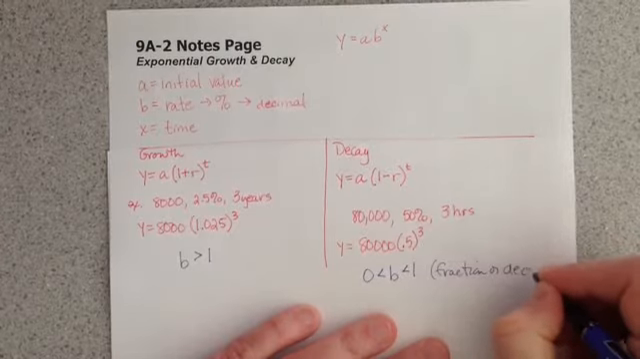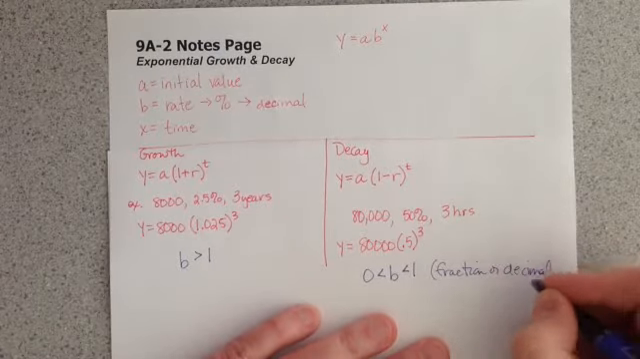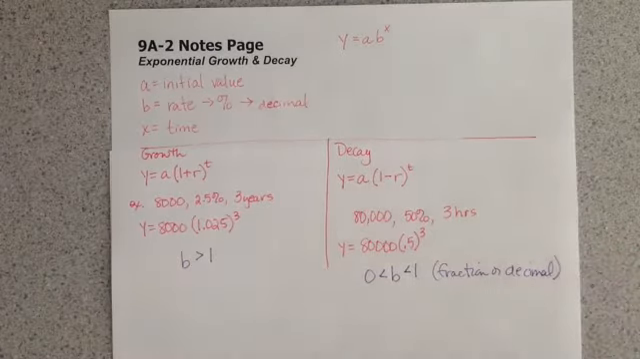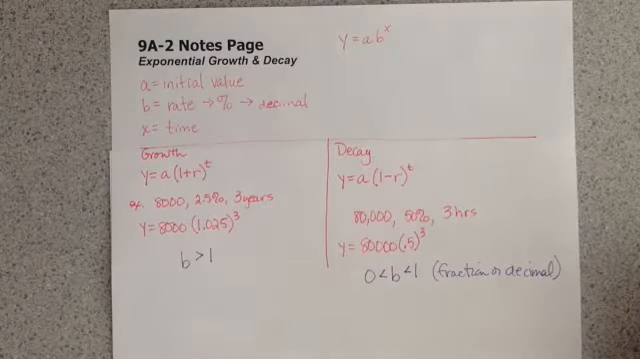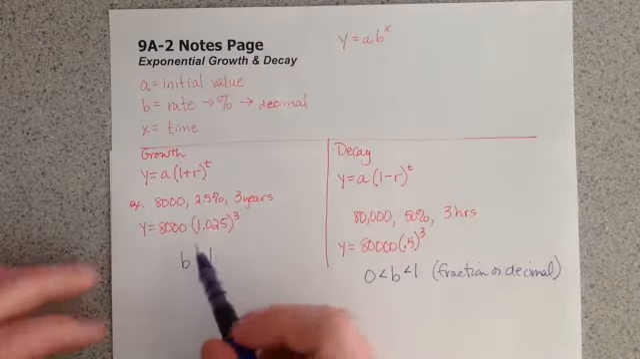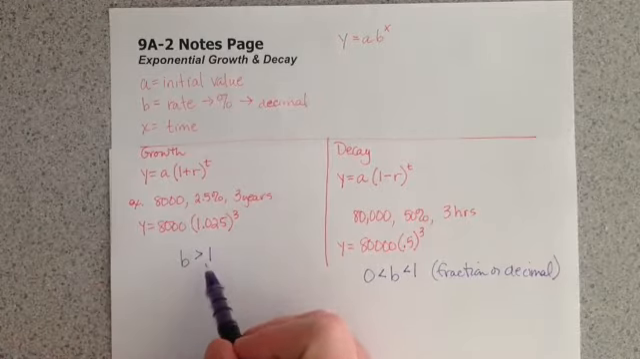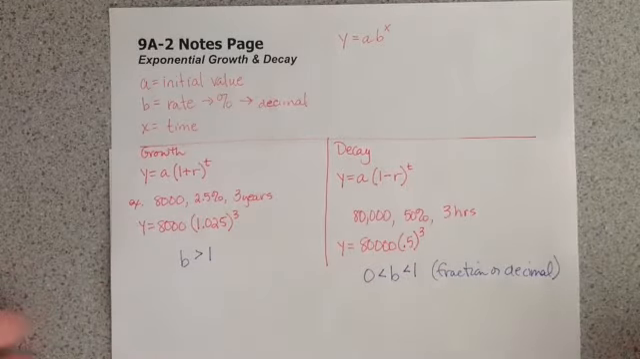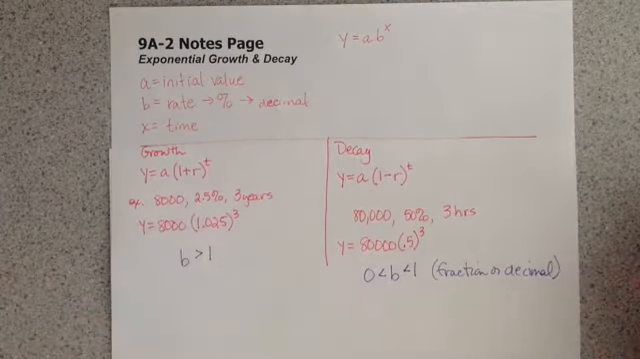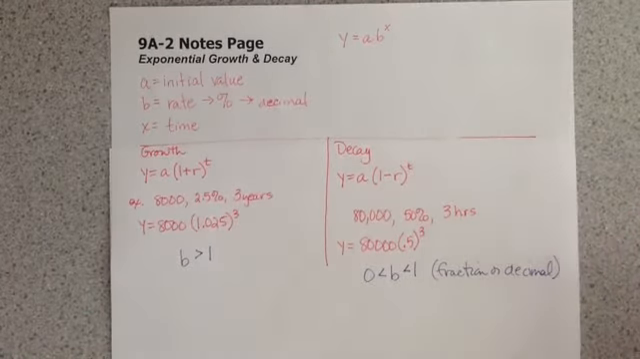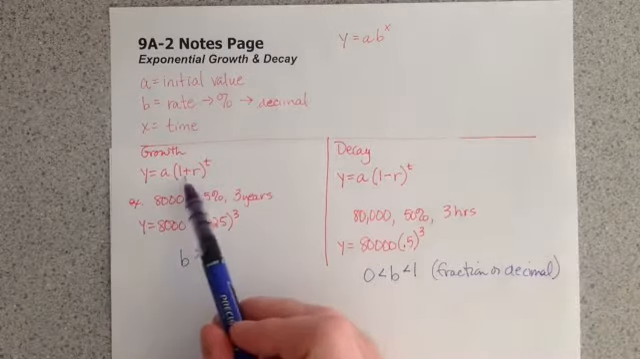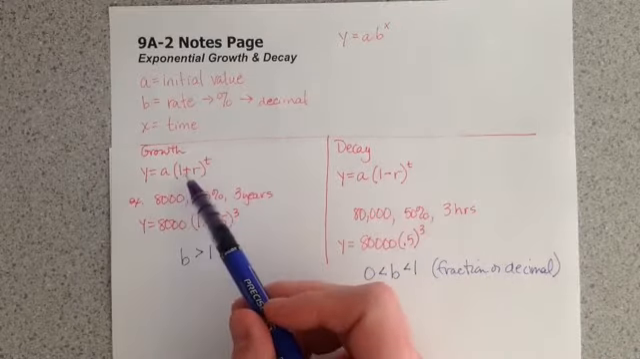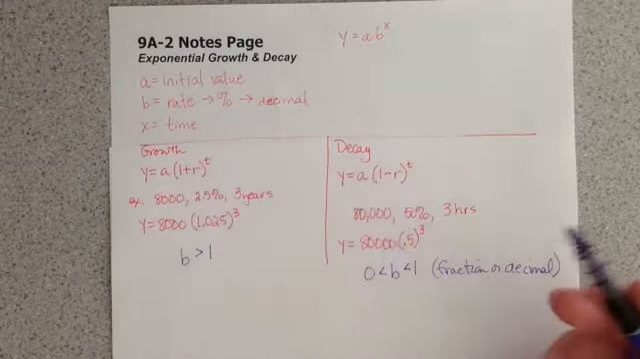Which makes sense because if it's a fraction of something, that's going to be a decrease. And here, with growth, b is always going to be greater than 1 because it's increasing, so it's got to be greater than 1, which is that original amount or initial amount. Okay? Those are the big things that you need to know about the differences between growth and decay. The formulas are the same except for growth is plus and decay is minus.